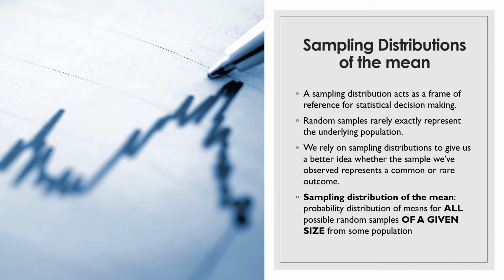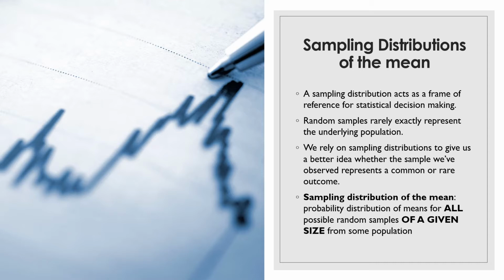Random samples rarely exactly represent the underlying population. So we rely on sampling distributions to give us a better idea whether the sample we've observed represents a common or a rare outcome. So a sampling distribution of the mean is a probability distribution of means for all possible random samples of a given size from a population.